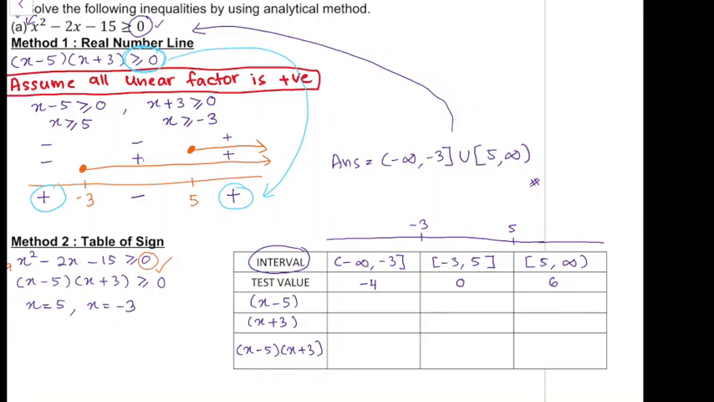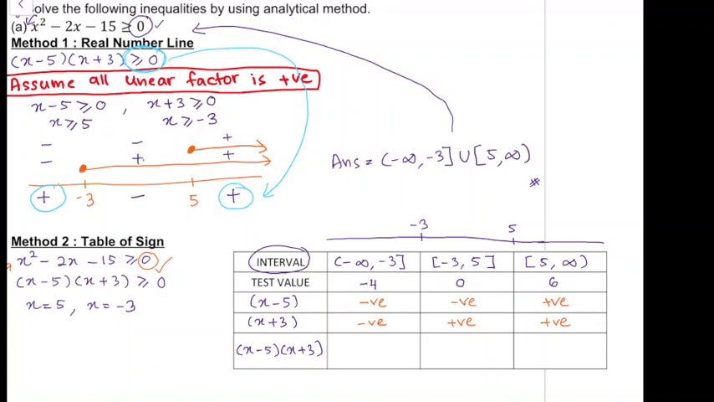Next, substitute the value into both linear factors to determine the sign. Negative 4 minus 5, we will get negative 9. So this is negative. Negative 4 plus 3, we will get negative 1. So this one is also negative number. And same thing for the number 0. 0 minus 5 is negative 5. 0 plus 3 is 3. So positive. 6 minus 5 is positive 1. 6 plus 3 is positive 9.